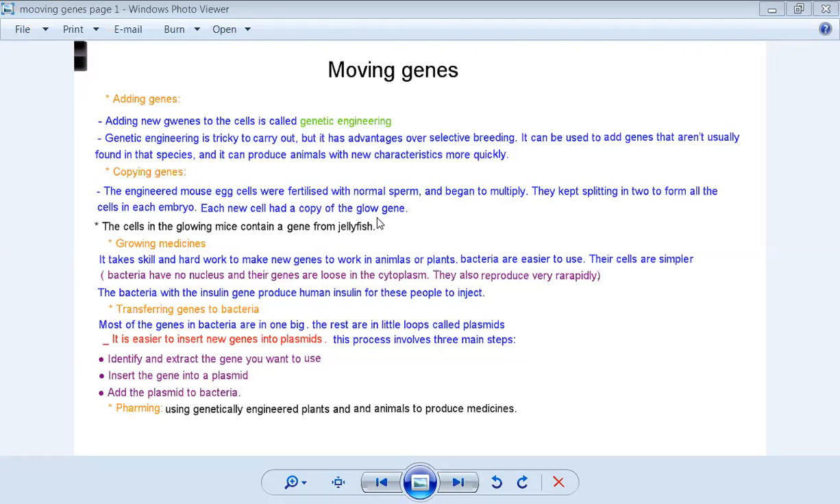As we saw here, we have a glowing mouse. What they did, they took this engineered mouse, which is the glowing one, and they took egg cells from it and fertilized them with normal sperm without any glowing genes. The cells began to multiply, splitting in two to form all the cells in each embryo. Each new cell had a copy of the glowing gene. Okay, let's see this together.